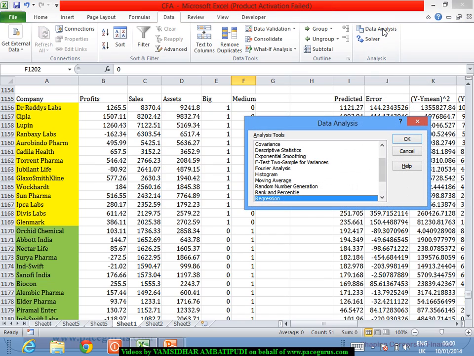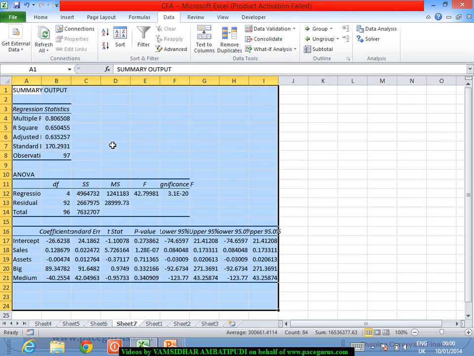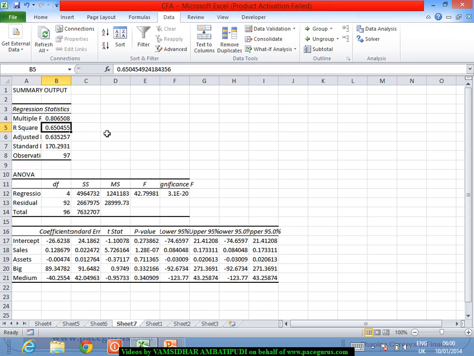So I will take the data analysis regression. This time the regression I am performing is not just with the C column, the independent variables I am taking C, D, E and F, which are sales, assets, big and medium. So let me see how the regression is coming out. Here R squared came to 65 and adjusted R squared slightly improved to 63.52, and we are seeing that these are the coefficients.